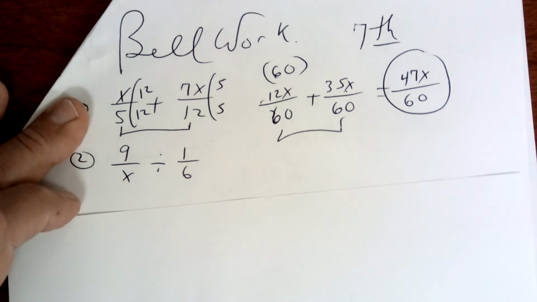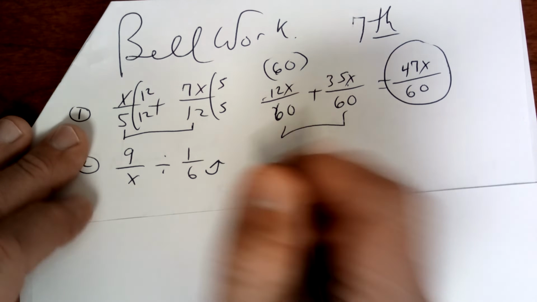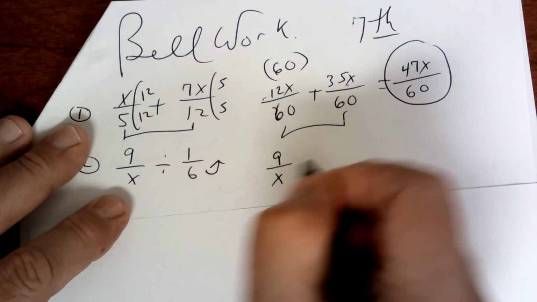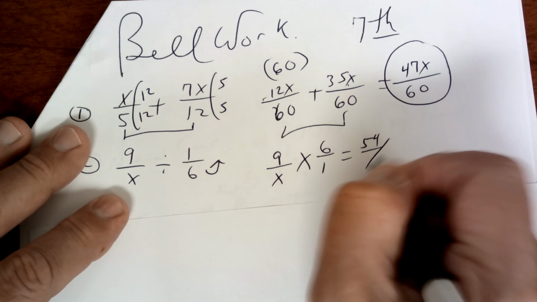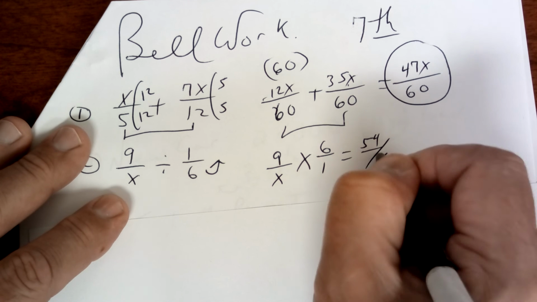This one right here is division, so you've got to flip this one. So it's going to be 9 over x times 6 over 1. 6 times 9 is 54 over x is your answer, and that's how you do that.